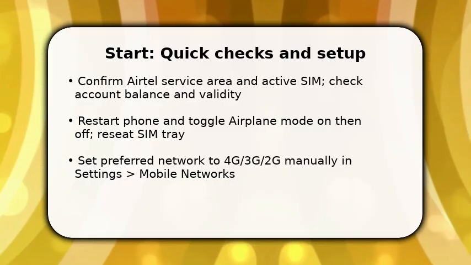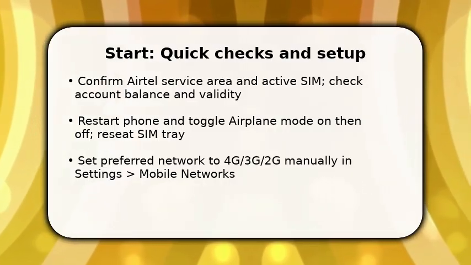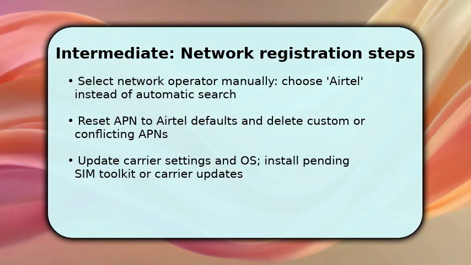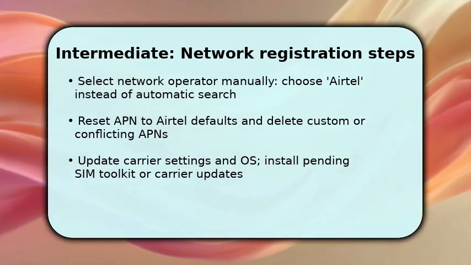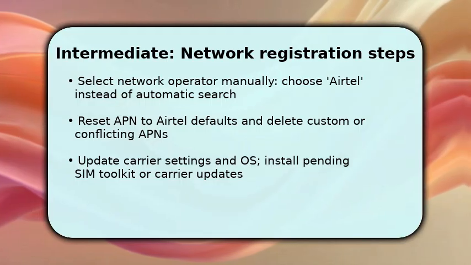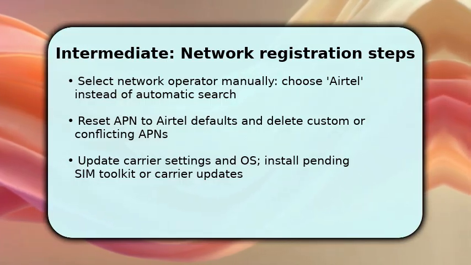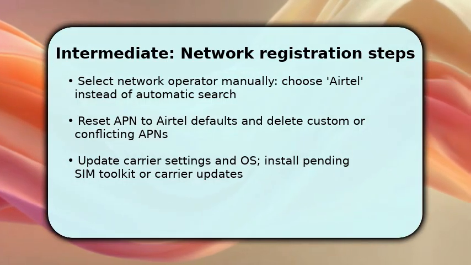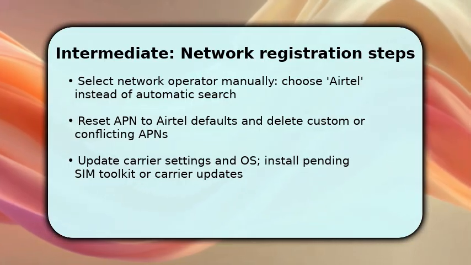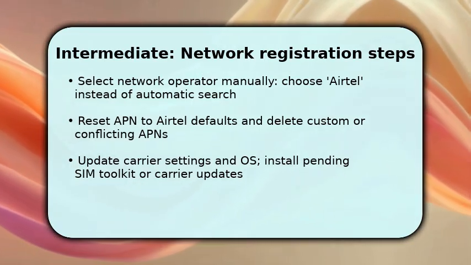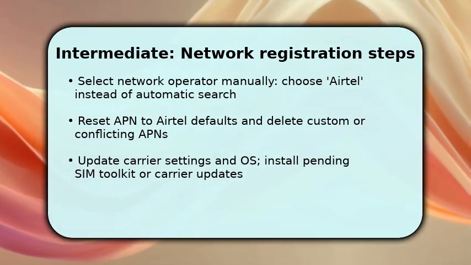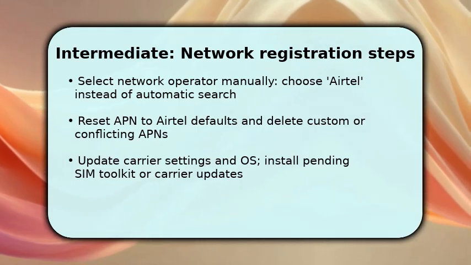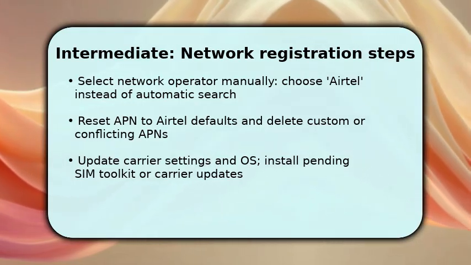Now you handle registration and configuration that prevents recurring drops. You should manually search operators and lock to Airtel network. Automatic mode sometimes picks weak cells. Then go to access point names and restore Airtel's default APN, remove any duplicates or incorrect entries so data and registration work. Make sure the phone installed carrier or SIM toolkit updates and apply any operating system updates. These often include modem firmware fixes.